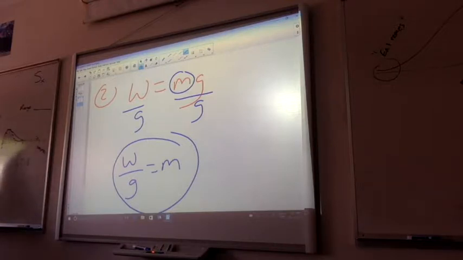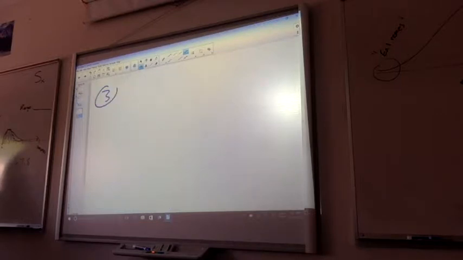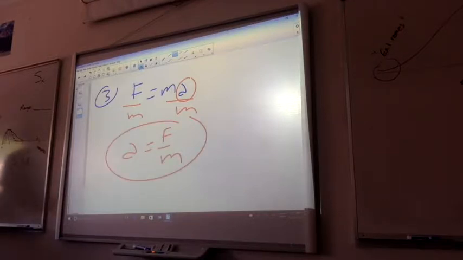And I think we did this one last time. We did number 3 yesterday, I think. Force equals mass times acceleration. But this time we're solving for acceleration. So how are M and A being held together? Multiplication. So I'll just divide each side by M. So I get acceleration is equal to F over M. Of course, you could have left it F over M equals A.